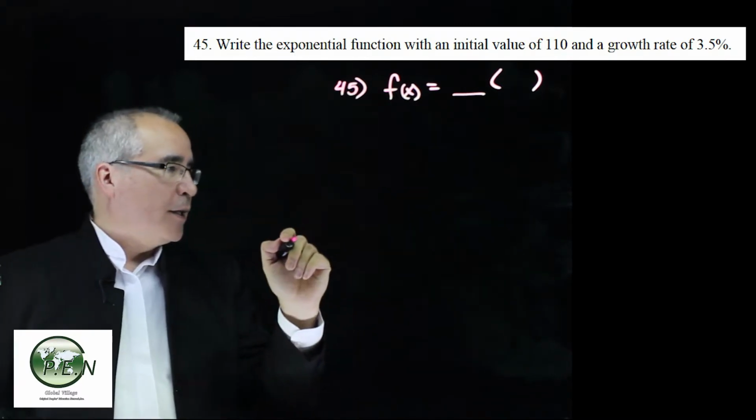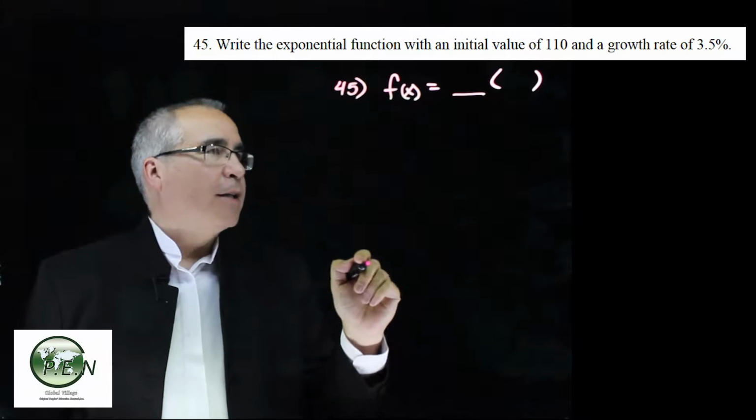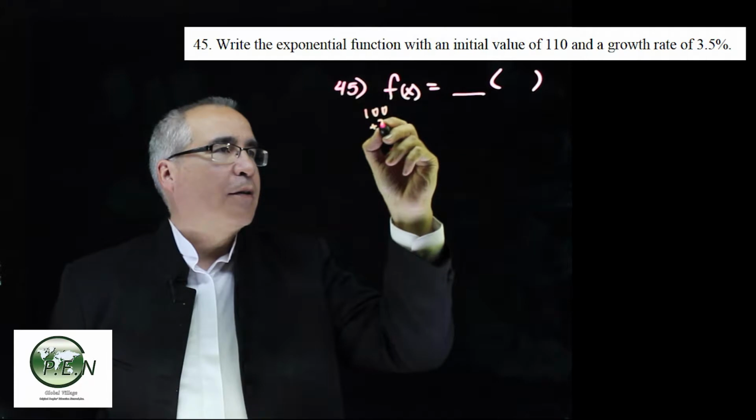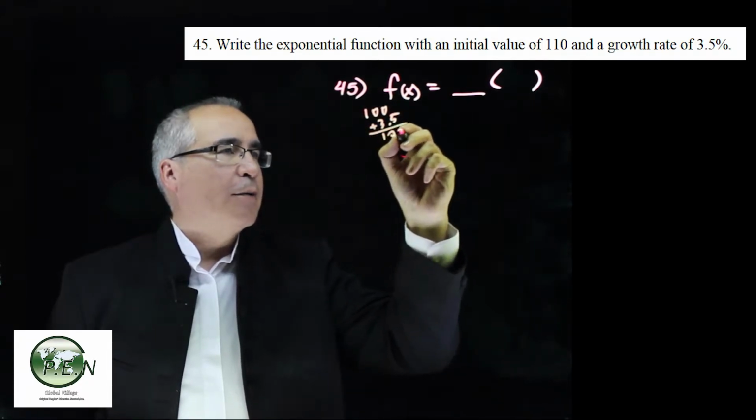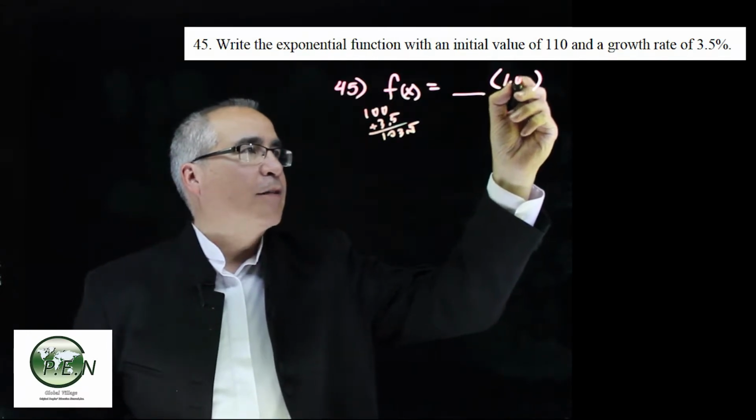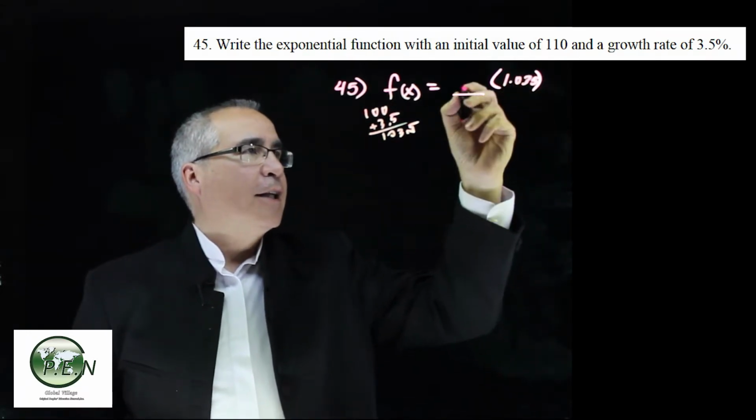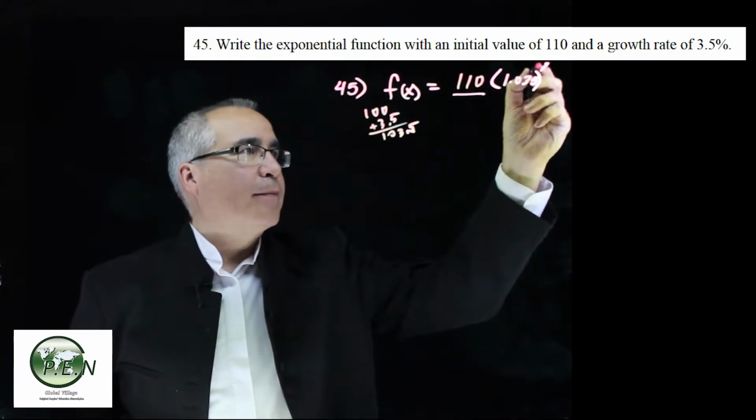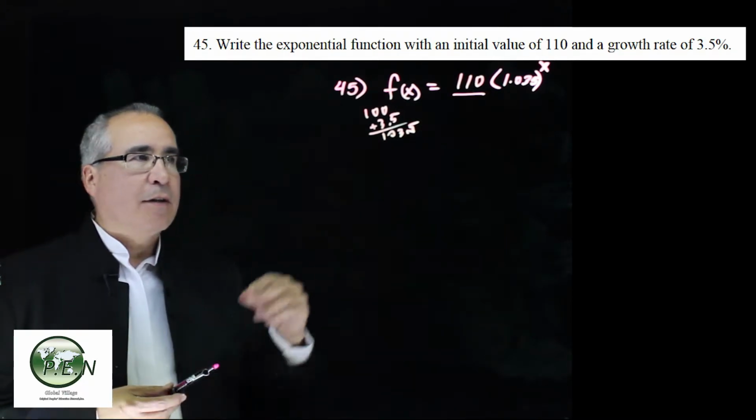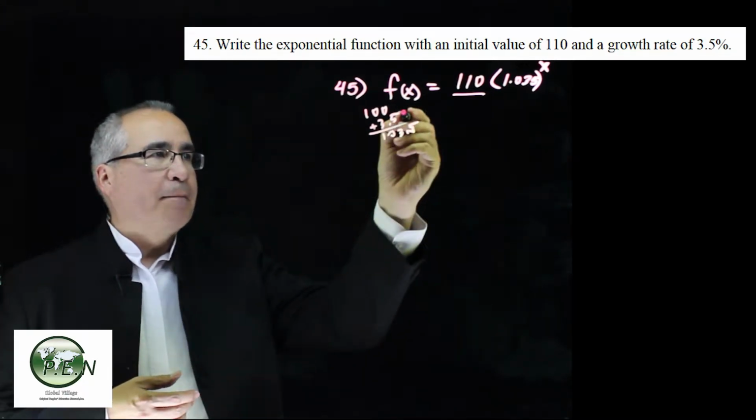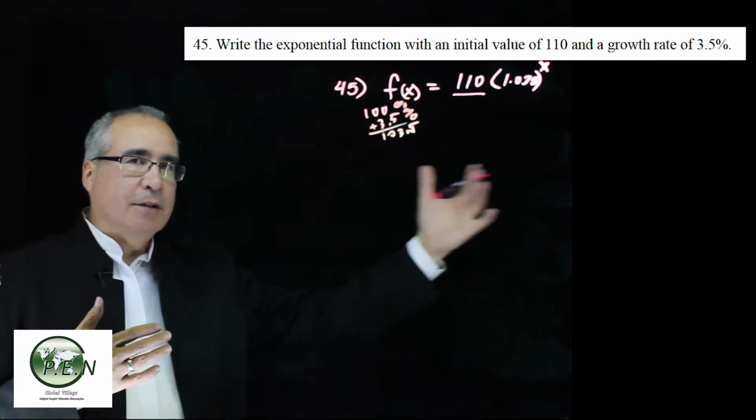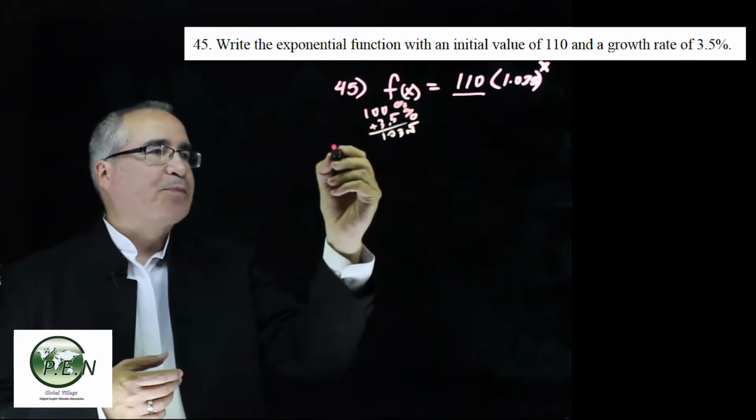So in this case, we have a growth rate. So 3.5. So it's 100 plus 3.5, 103.5. Divide by 100, so it's going to be 1.035. The initial value is 110, and x up there for the exponent. And then as we take that change, a 3.5% change, these are percentages, over time, 1 year, 2 years, 3 years, 4 years, that's what the exponent becomes.